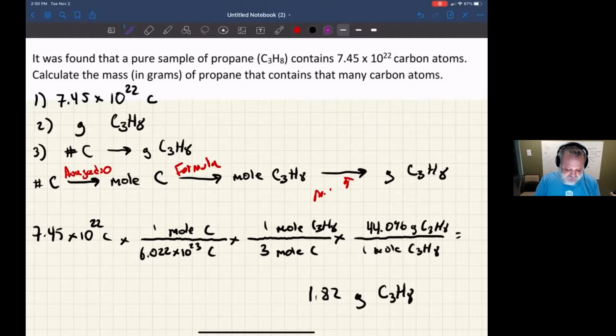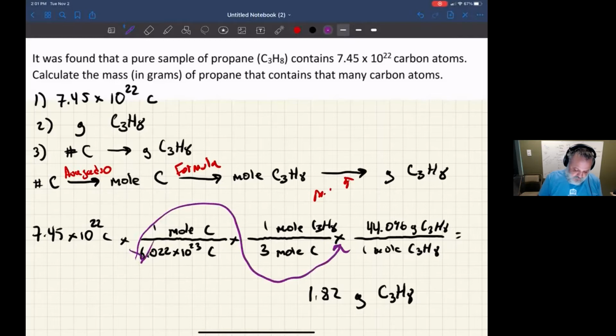Remember, in the second plan, it had you swap these two relationships. The numerics stay the same, but the units in the per expressions just change slightly. In either case, you should both get 1.82 grams of C3H8.